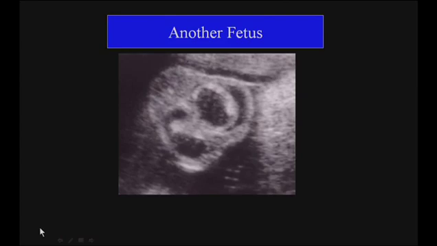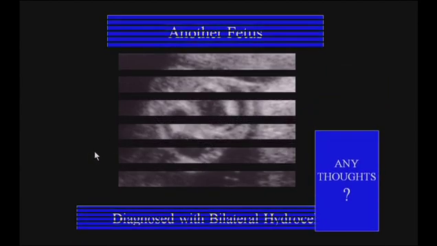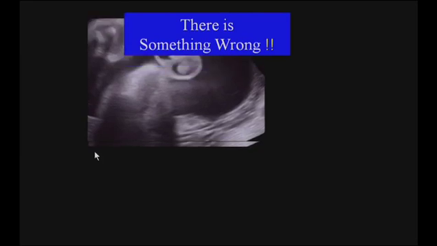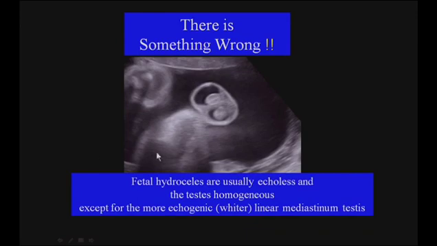This is another fetus. This is a scrotum. It was diagnosed as having bilateral hydrocele. There is some hydrocele here, but this testicle looks abnormal. This testicle looks abnormal. And there was something tremendously wrong. So I'm showing you 2 normal testes and a large hydrocele. That's what a hydrocele looks like. There's a smaller hydrocele on the opposite side. They're usually echoless, and the testes is homogeneous.